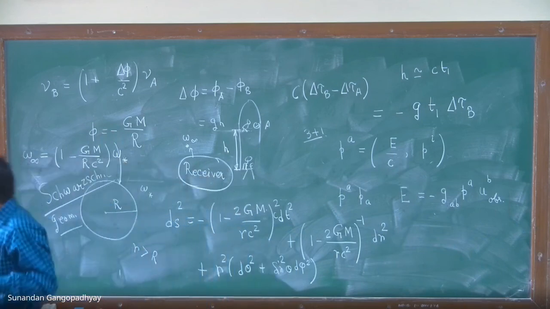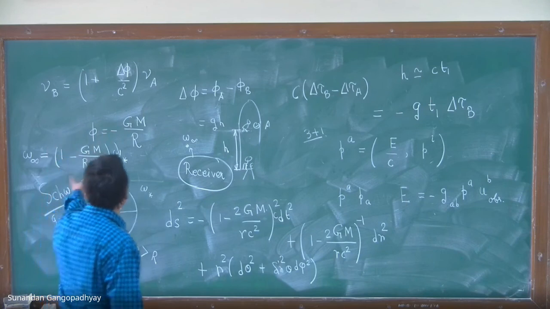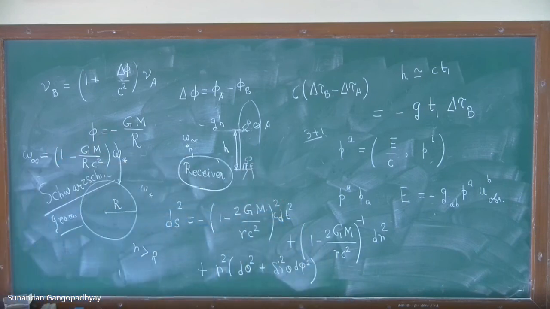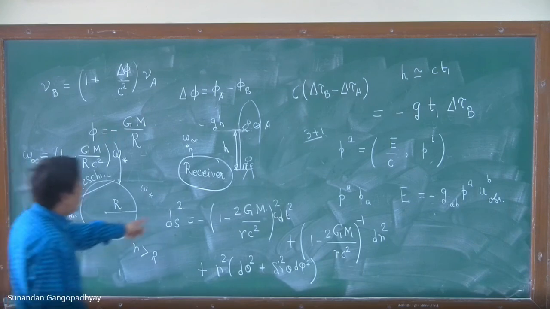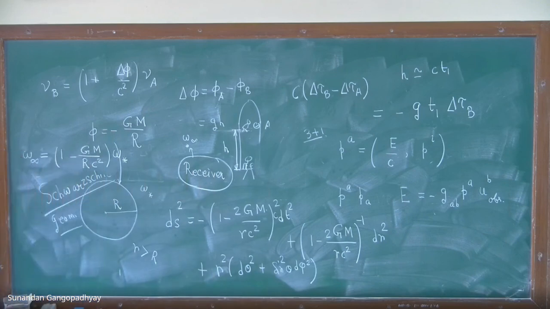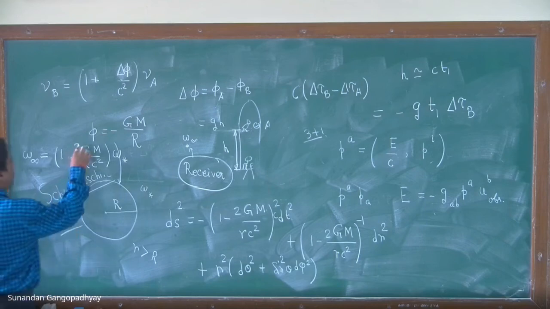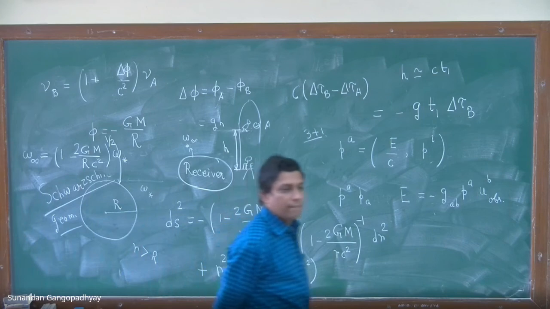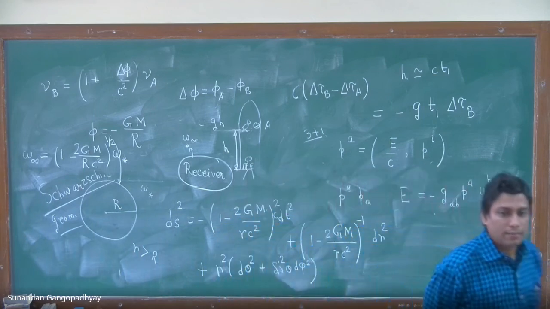So you have applied the gravitational time dilation equation and you have obtained the gravitational redshift result. This is the redshift result. Good. Why did I write this result? The question is why did I write this result? The accurate result is this, the actual result.